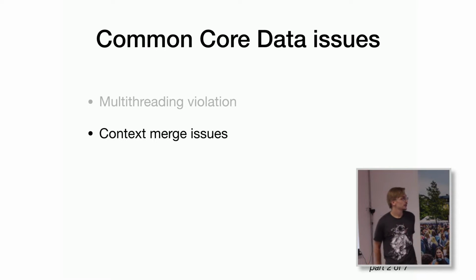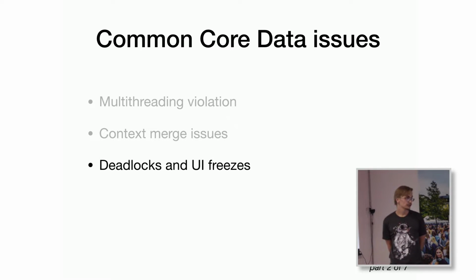That is multi-threading violation. The next one, context merge issues. These issues happened when, after some merging between different contexts, we lost some data because data wasn't saved, or it was saved but instantly overwritten by some other changes from different contexts. We also had plenty of UI issues because sometimes there was just too much stuff going on in the main thread. Sometimes the multi-threading logic was too complex and the UI blocked itself.